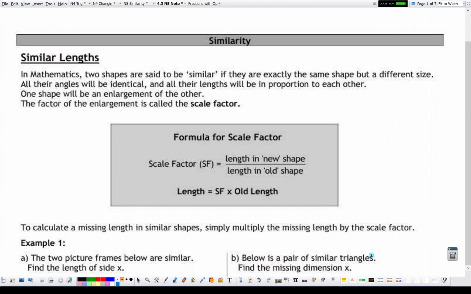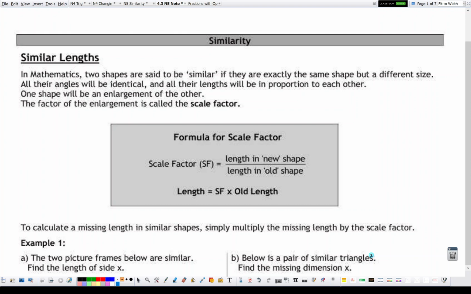What I do want you to copy down is what's in this grey box. So start doing it now. The formula for the scale factor, which is what I wrote down in the last one: the length scale factor is the length in the new shape divided by the length in the old shape. And how we figure out the length, that was part B: the length scale factor times the old length. That's exactly what you've just watched me do. So copy down what's in that box, please. You need those two formulas.